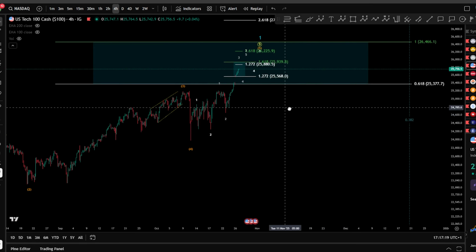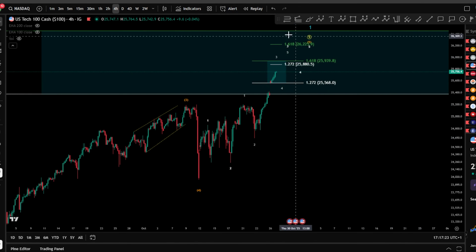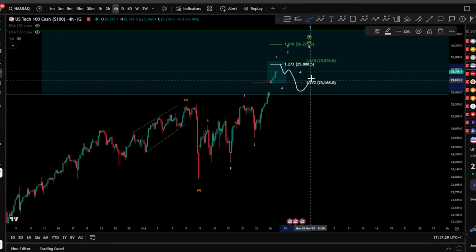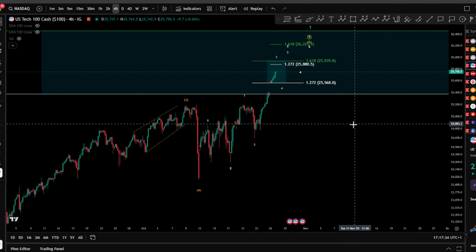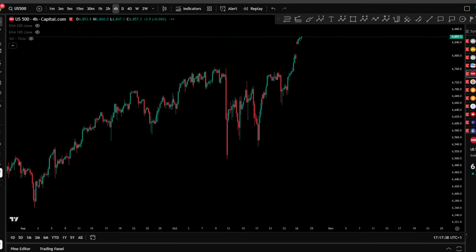I would like to mention, don't forget that there is a gap here. The gap has to be closed sooner or later. So expect the wave 4 after finishing a wave 3 to come back and close this gap. And then wave 5, 4, and a 5 towards the upside might be unfolding later on. So that was it for Nasdaq.